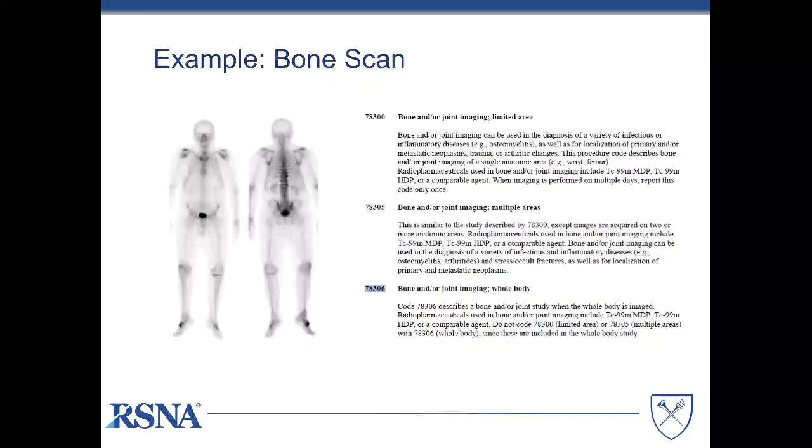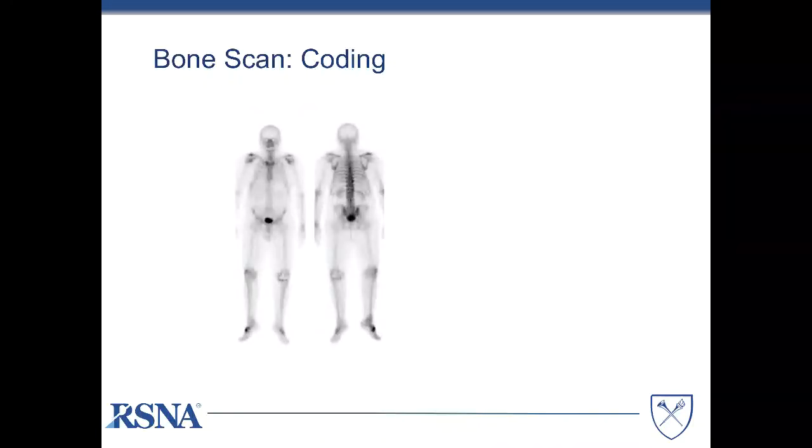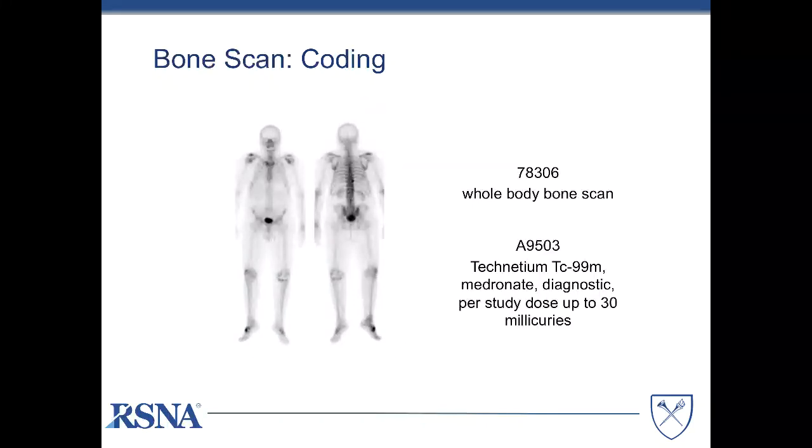Remember that we chose the correct CPT code for the scan based on the extent of the body imaged. Here, we're looking at a whole body scan, which corresponds to CPT code 78306. And remember that when we code nuclear radiology studies, we always must include the code for the radiopharmaceutical too. So now, what may be reimbursed for this study?